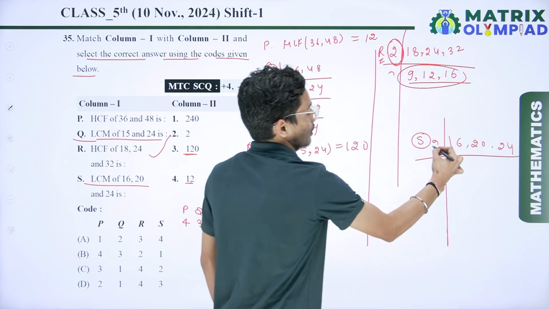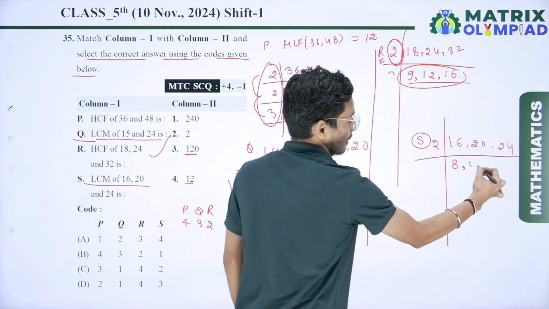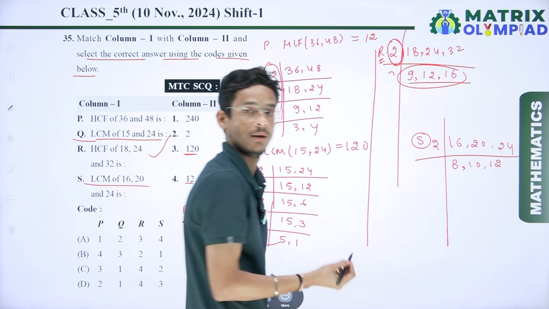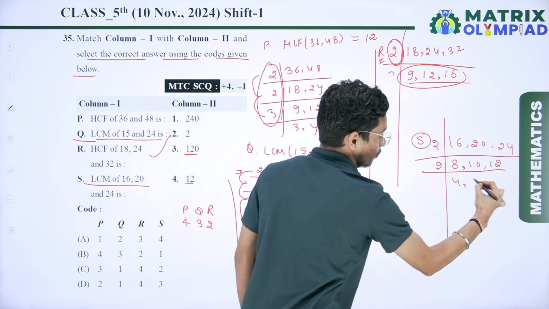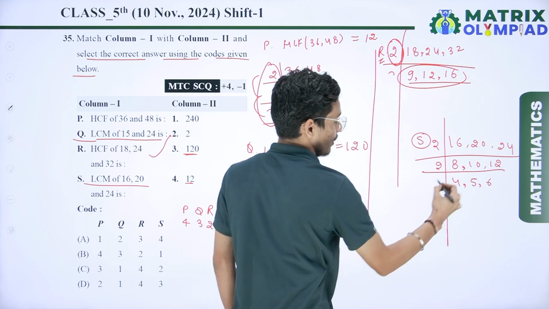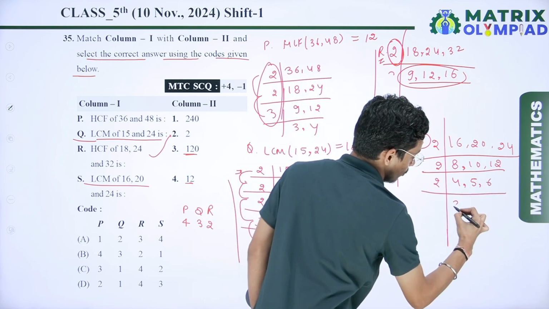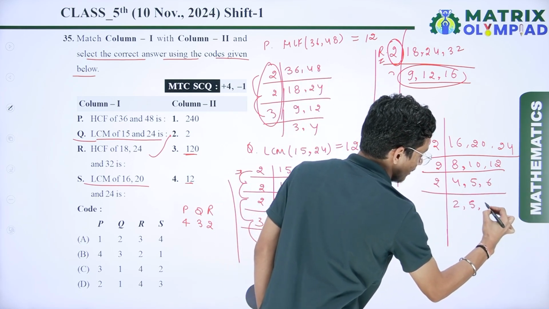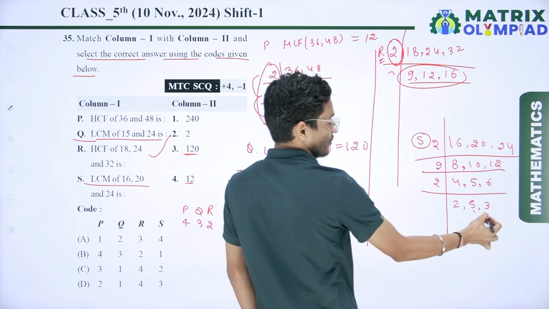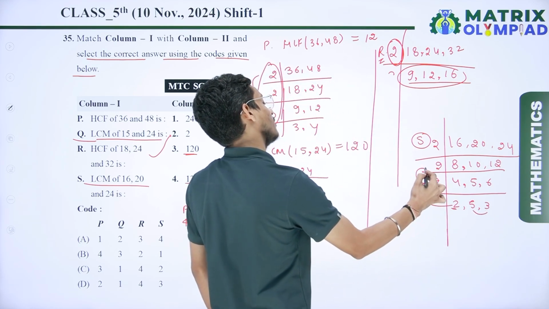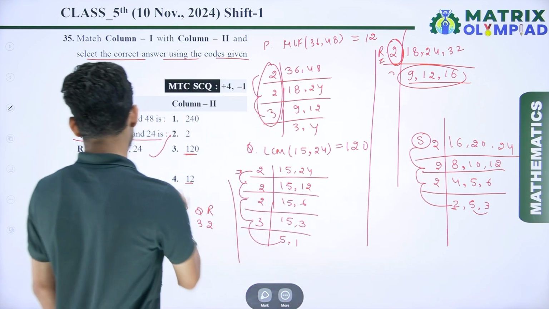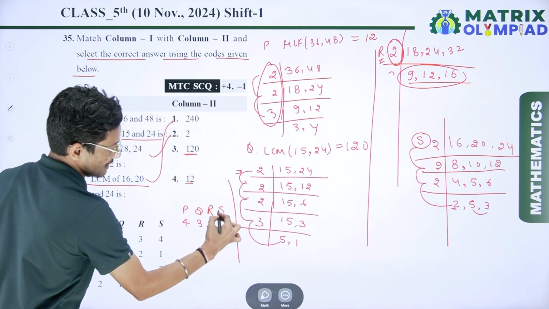If I take 2 here, I can write 8, 10 and 12. Now if I take 2 again, I can write 4, 5 and 6. If I take 2 again, here I get 2, 5 and 3. So 5 times 3 is 15, 15 times 2 is 30, times 2 is 60, times 2 is 120, and times 2 is 240. So 240 means S is connected to 1.